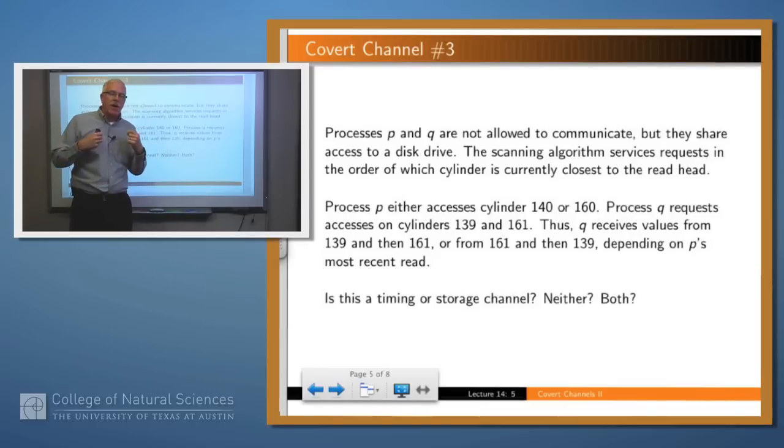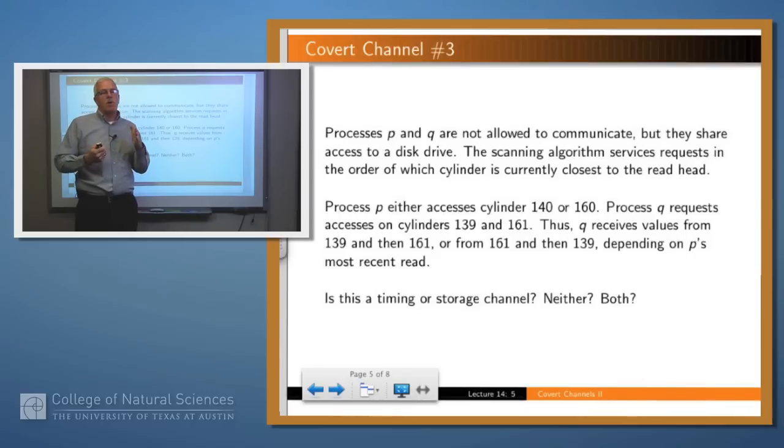Okay. So how about covert channel number 3? Well, in this case, once again, processes P and Q are not allowed to communicate, but they share a disk drive. And the way the disk drive works is, if I request that the drive return to me the values of, say, sectors A and B, then it will return me sectors A and B, but it may return them in the other order.